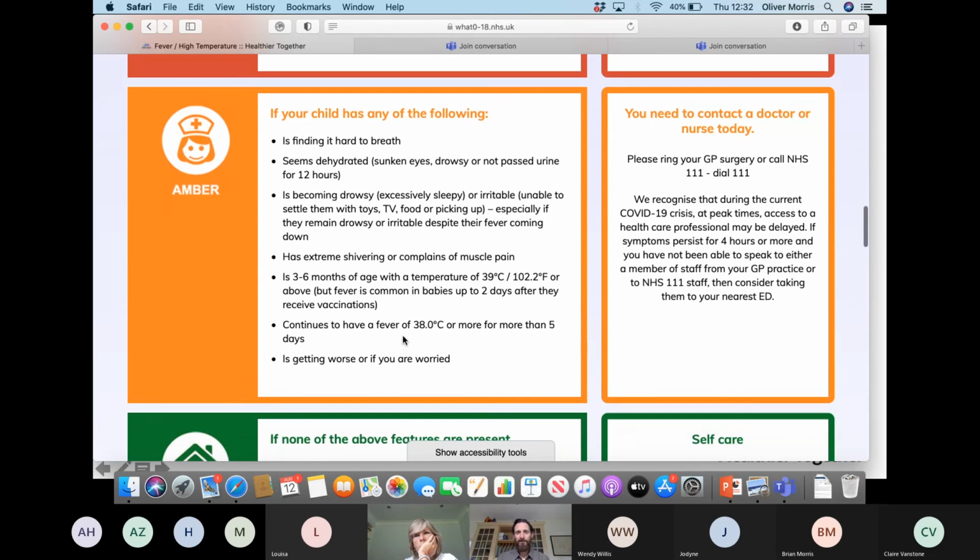And then the last point there is a fever that's going on for more than 5 days. So most fevers will settle after about 5 days. They may come and go over a couple of days, so it's very normal, obviously, that it peaks and then returns to normal, and then a few hours later or the next day may come back again. But if it's going on for more than 5 days, we think that's worth seeking a healthcare professional opinion.